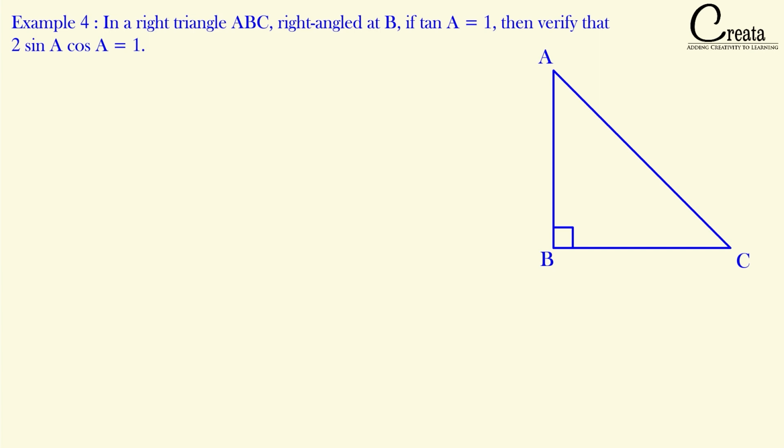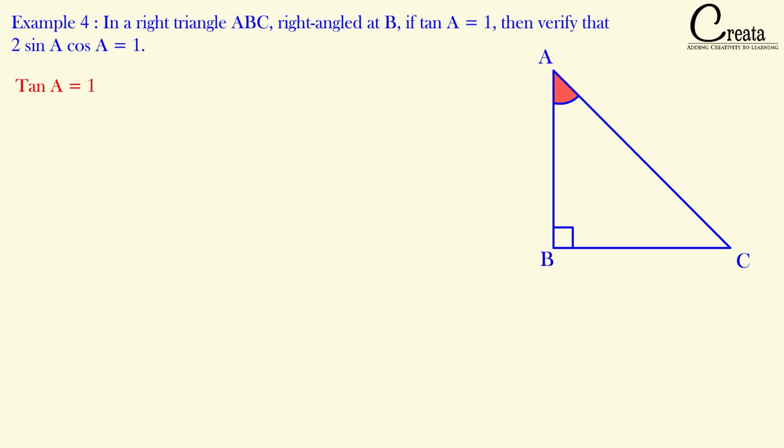Let's observe the question. In the question, a triangle ABC is given which is right angled at angle B. That is, angle B is a 90-degree angle. Further, it is given that tan A is equal to 1. It means our trigonometric angle is angle A. So this is angle A and this is the trigonometric angle. In all the previous questions, this was our trigonometric angle. But in this question, the upper angle, that is angle A, is the trigonometric angle.